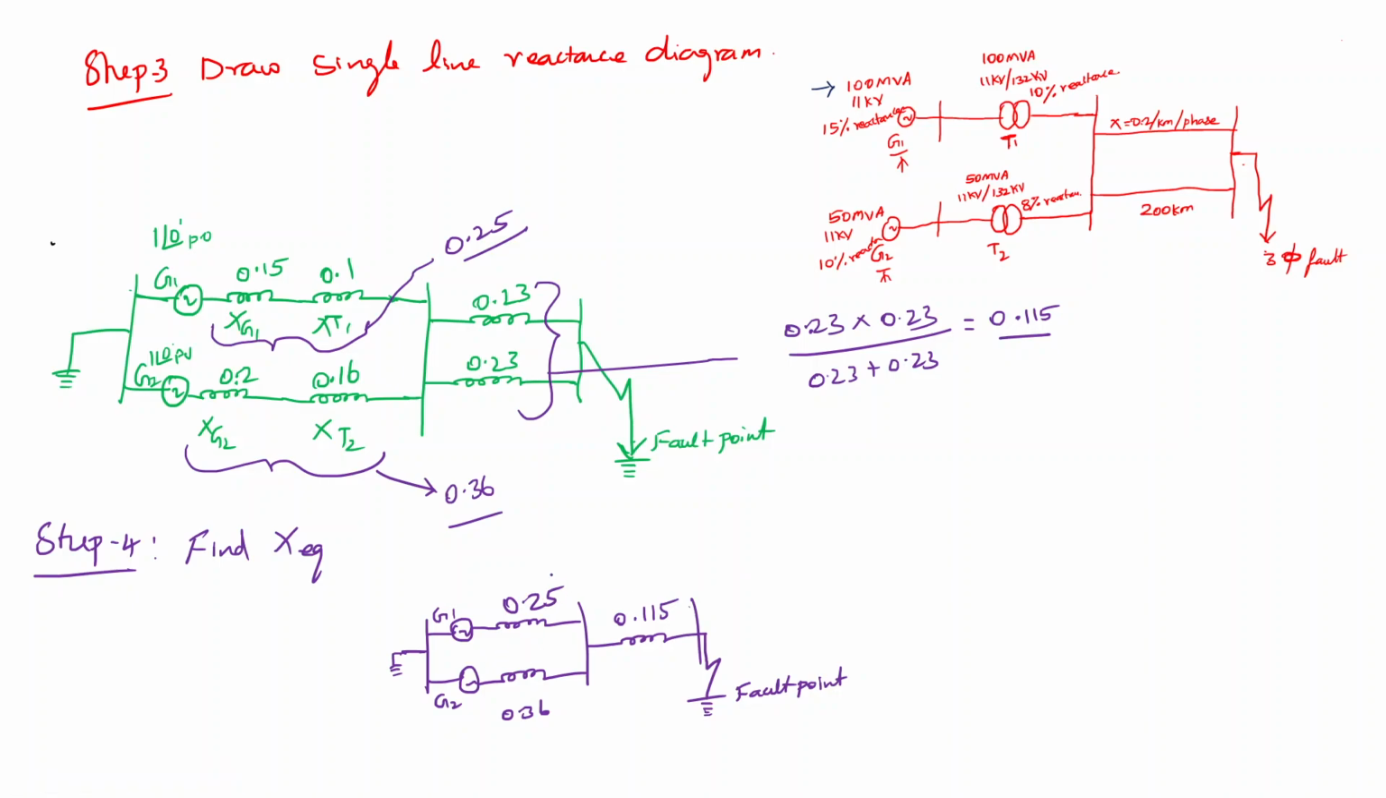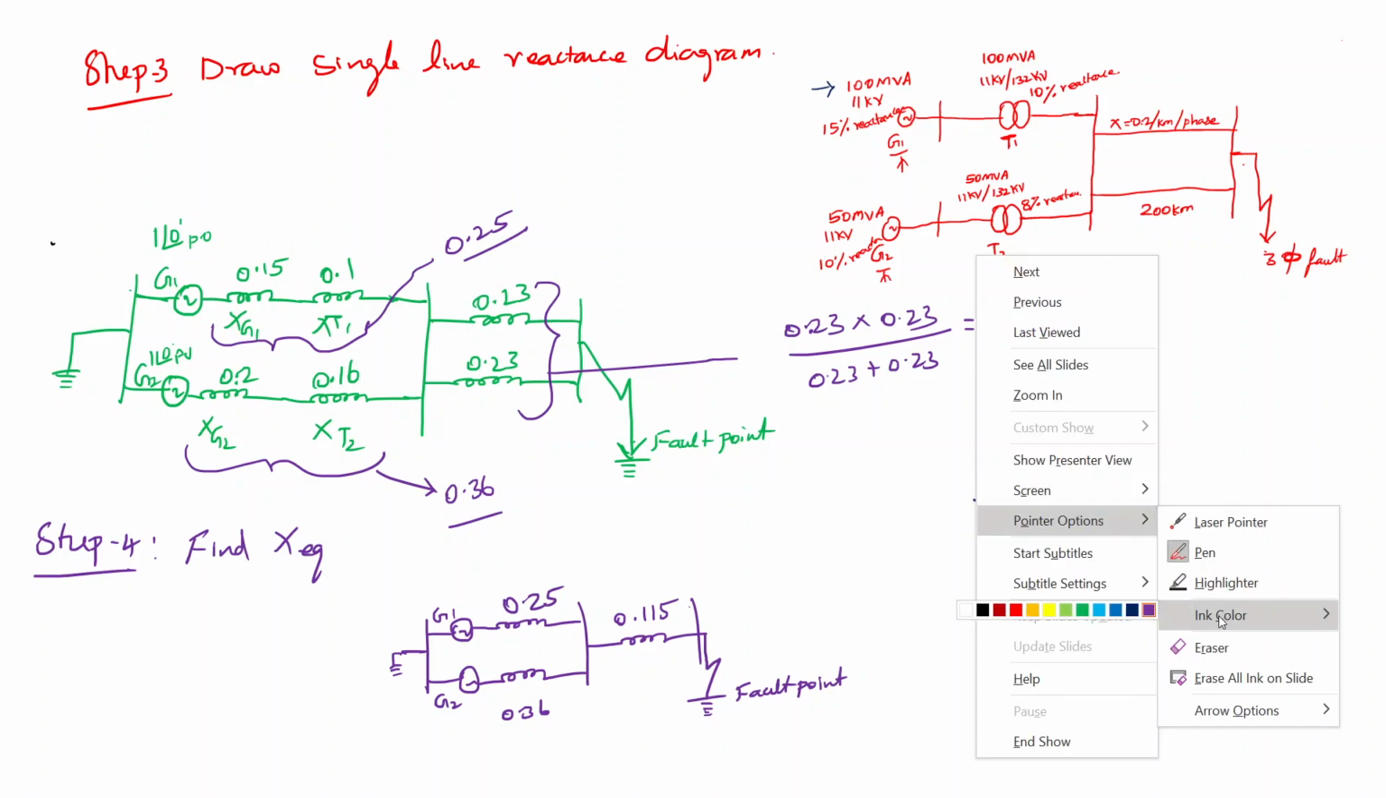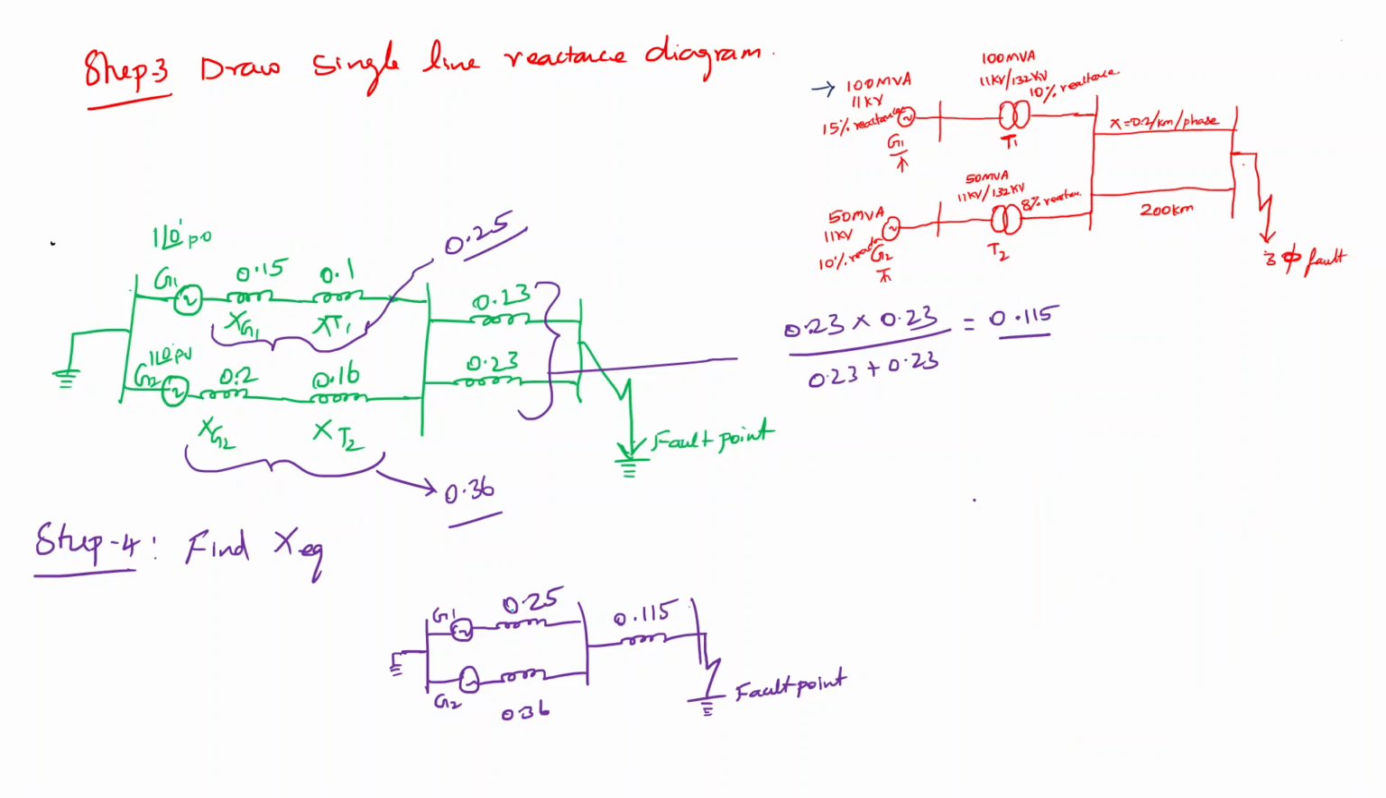Now these two are in parallel. So what will be the value? 0.25 into 0.36 whole divided by 0.25 plus 0.36. So what is the value? 0.15. Correct or not? So if you calculate this, it is 0.15.